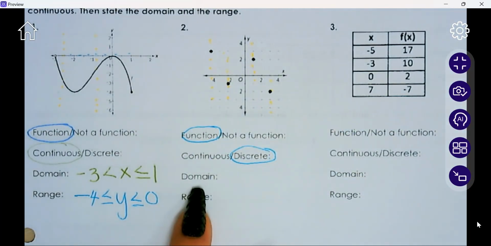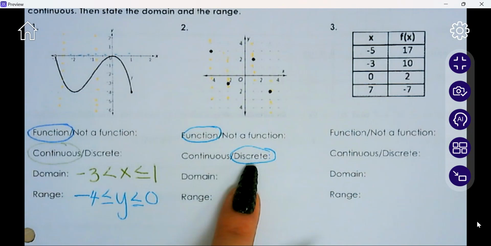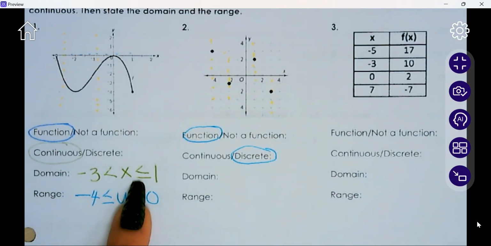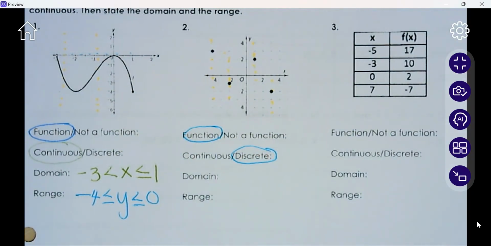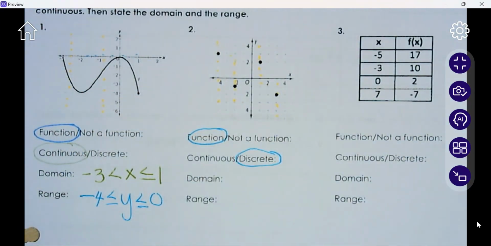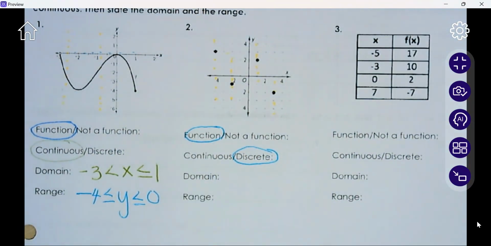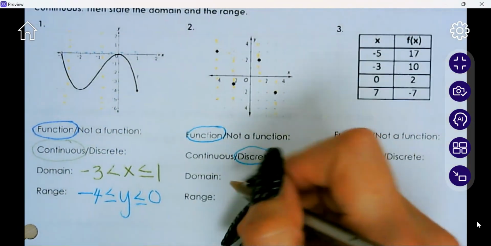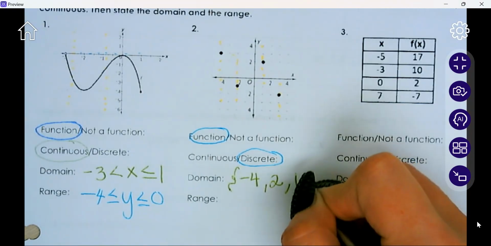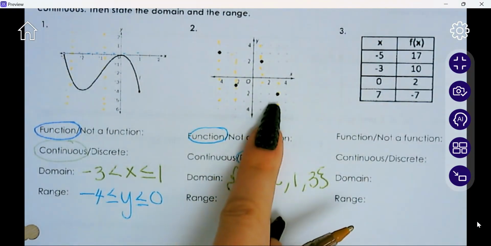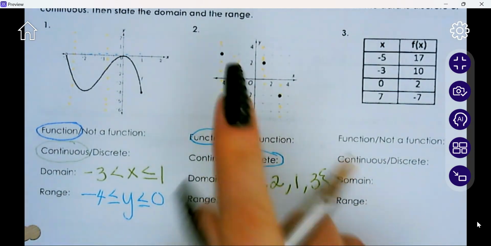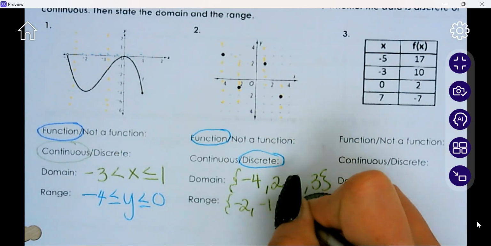Domain is the x values. When we're listing the domain for discrete, we want to list it in a list. We do not do the inequalities. We do it in a list, okay? The reason why is partials are true in continuous, partials are not true in discrete. Remember we talked about how we don't have half of a puppy. Okay, so the x values would be -4, and then 2, and then 1, and then 3. For the range, the y values are -2, -1, 2, and 3.